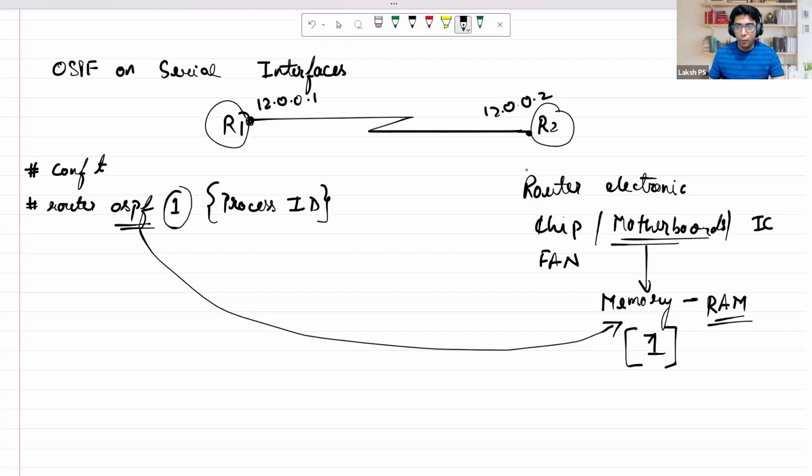Now, whatever I explained about process ID is not important from a networking point of view, but I had to explain it. What is a process ID? All right. Any questions?